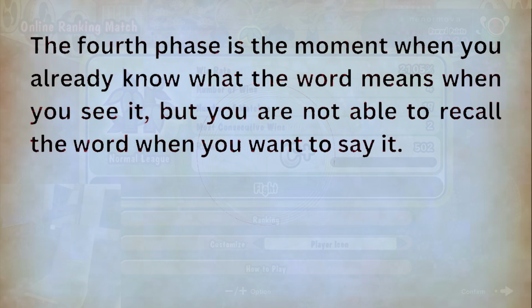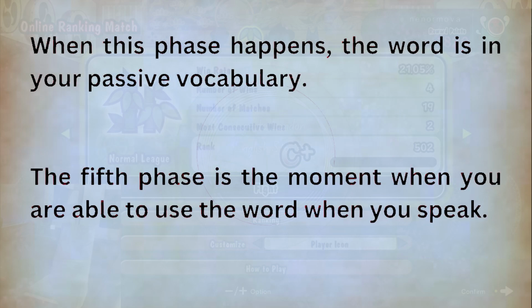For example, you know that the word is some kind of object or some animal or a verb. The fourth phase is the moment when you already know what the word means when you see it, but you are not able to recall the word when you want to say it. When this phase happens, the word is in your passive vocabulary. The fifth phase is the moment when you are able to use the word when you speak.